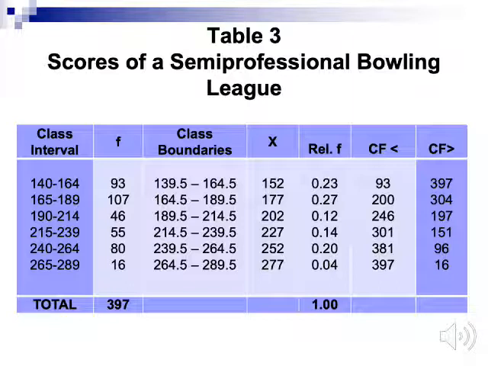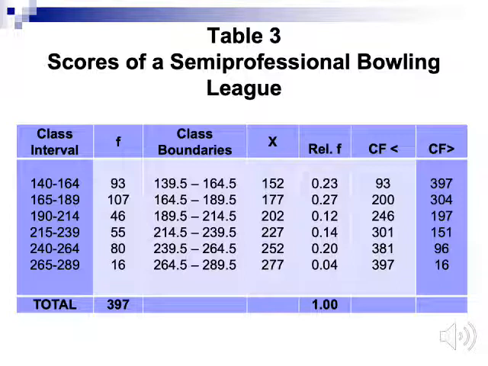But for the greater than cumulative frequency, the first entry is 397, that is the total number of observations, and then you subtract 93, so you have 304. Subtract 107, you have 197 as the next entry. Subtract 46, you have 151. Subtract 80, so you have 96. Subtract 16: 96 minus 80, that is 16. And notice that the entries at the last are the same. So that is 16.